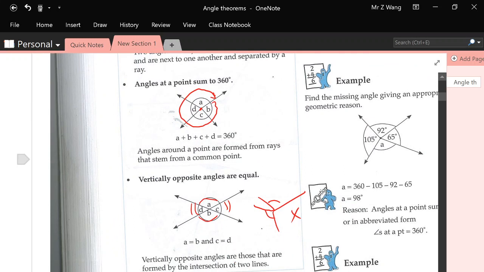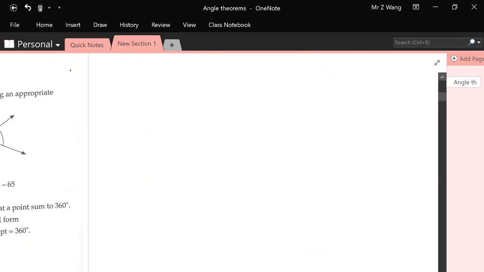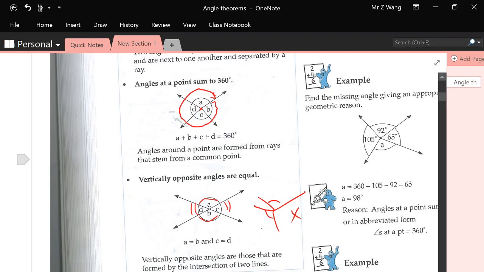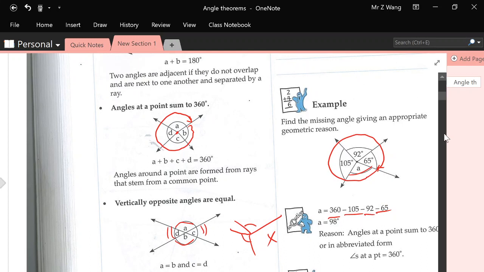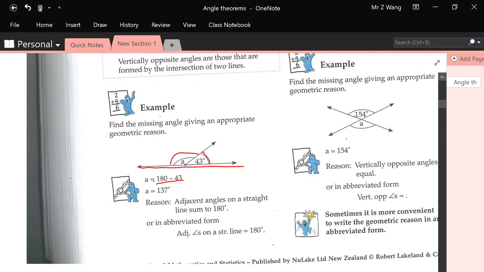Now this one, find the missing angle given the reasons, right? So this is angles around a point. The revolution is, of course, 360 degrees. So A is 360 minus 105 minus 92 minus 65, which is 98 degrees, right? And the reason is angles at a point. And these are vertically opposite angles, so this must also be 154.